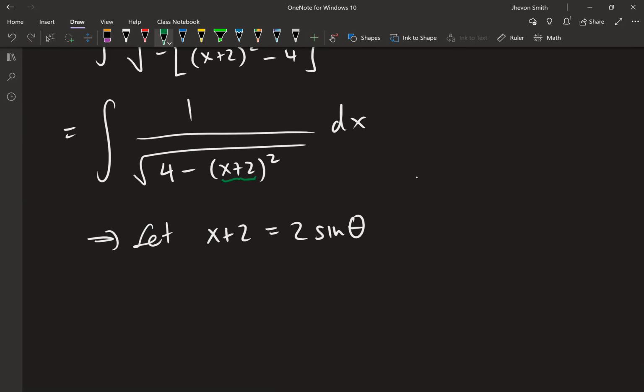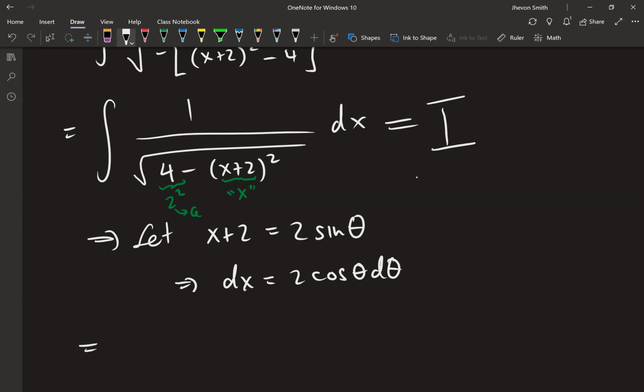Yes, x plus 2 is equal to 2 sine theta, right? This here is like your x from the general rule. This here is 2 squared, and the 2 is the a. So that's the appropriate trig substitution. Differentiating both sides of that, I would get this, and then let's call this guy I in case we want to use that later. And then we just start plugging in everything.